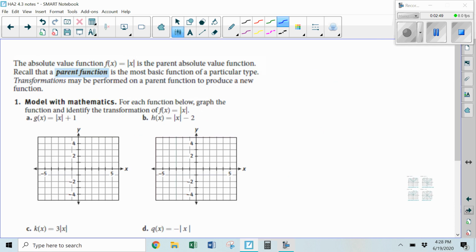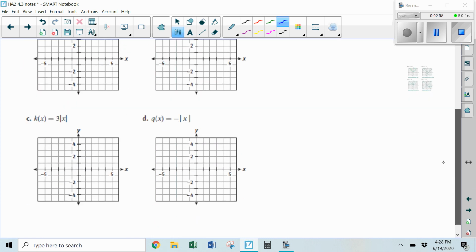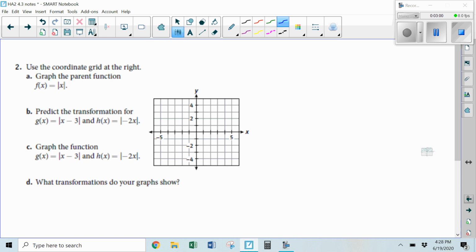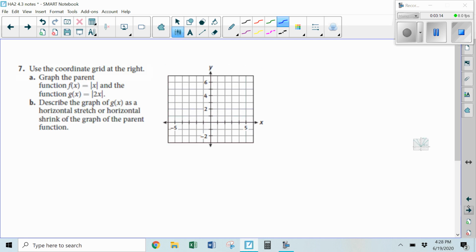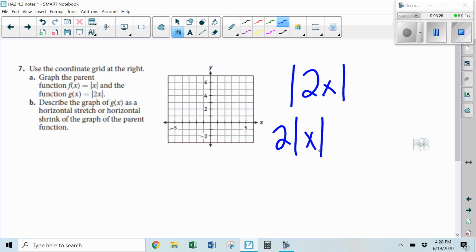So the book walks you through this, but we've already done this. So for instance, this one, part A is going to move up 1, down 2, stretch it by a factor of 3, reflect it. Moving on to number 3, that's going to talk about the left and right. Don't worry about this for right now. We're going to get to something like that. Let's look at number 7. It says this. Because of the way absolute value works, that's actually going to be the same as if the 2 were outside. It doesn't make any difference for this function. It will for other functions.